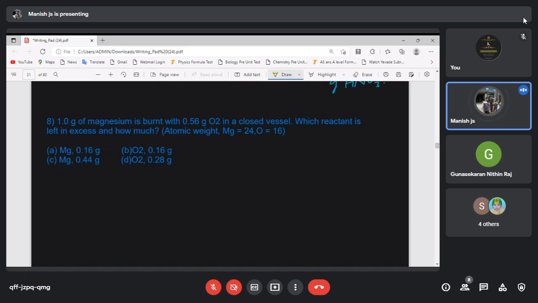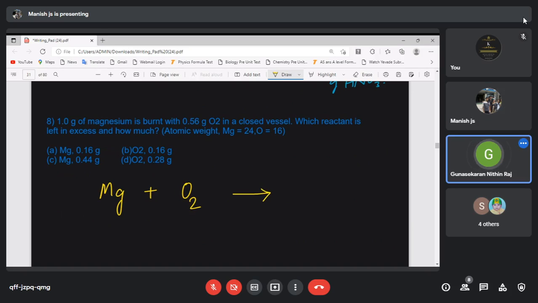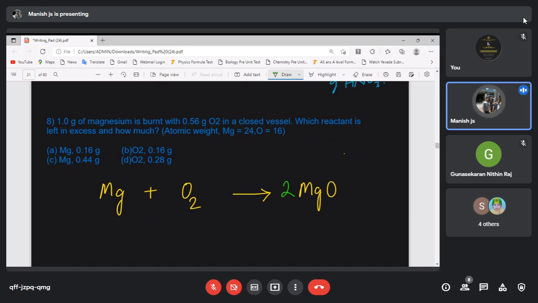That is correct. So magnesium is reacting with oxygen, right? To form what will be the product? 2 MgO. Yes, magnesium oxide, that is, MgO is formed. After that you can balance. Let's balance. If you look at the left side, since there are 2 oxygen atoms, you put a 2 here and you put a 2 here also.